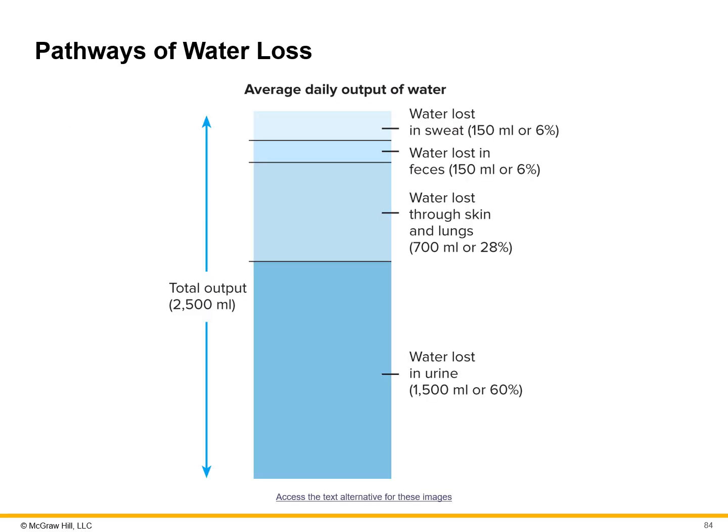Okay, so here is the pathway of water loss. There's nothing that you really need to know. I just kind of wanted to show this to you. What should be lost through different things. Okay, so sweat, feces, skin, lungs, and then you see urine is the most. Okay, so let's go to slide 85.